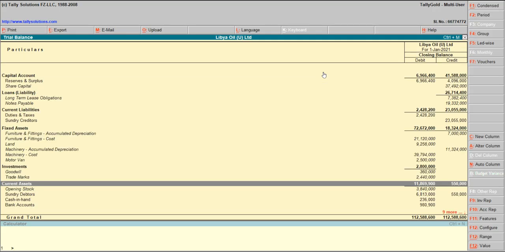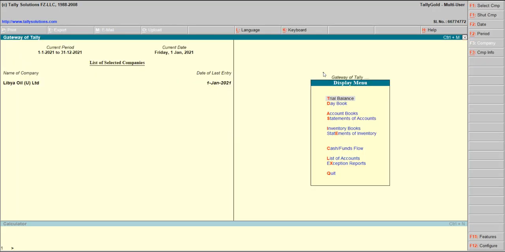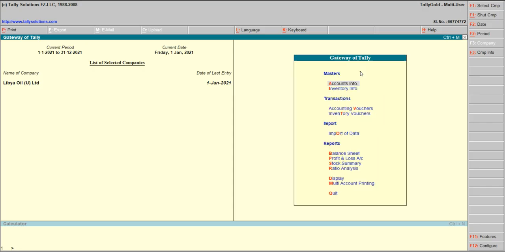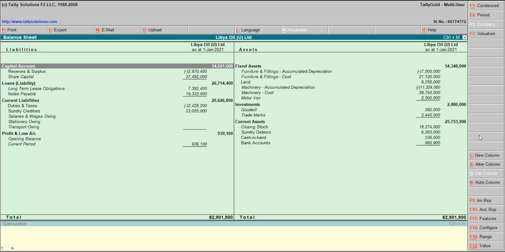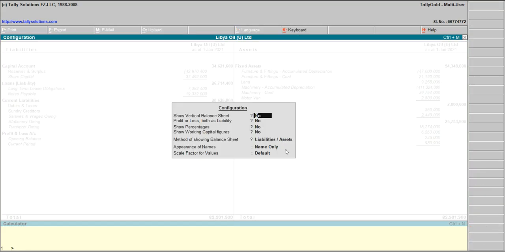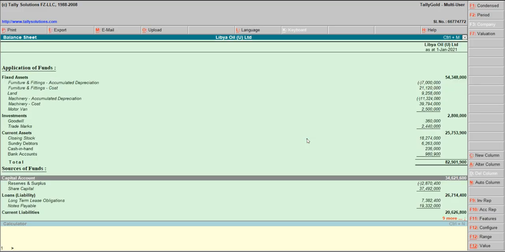So we have reconciled our current accounts, our current bank account. So that's it. We have reconciled. So that is your question. Now this is our balance sheet, the detailed one. I can configure vertical balance sheet is what I want. So yes. Method of showing balance sheet: let's use assets first, then liabilities. Okay, so this is your balance sheet.